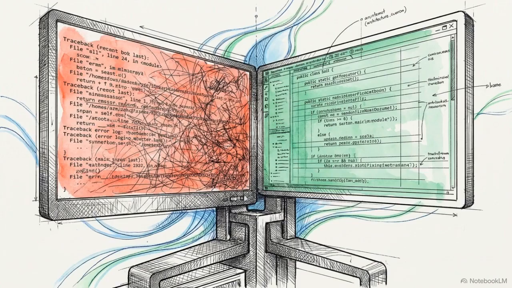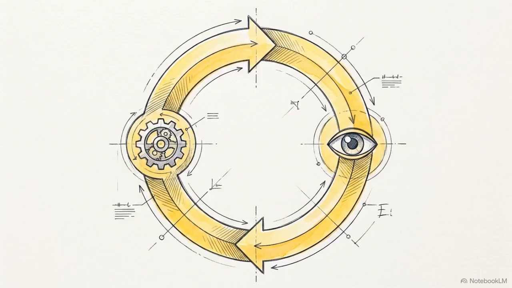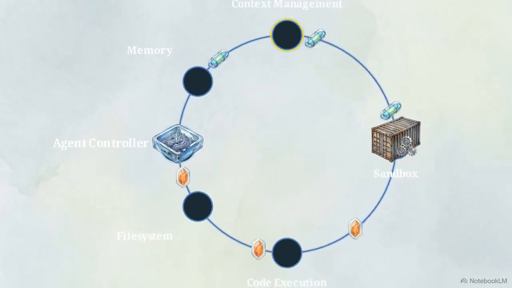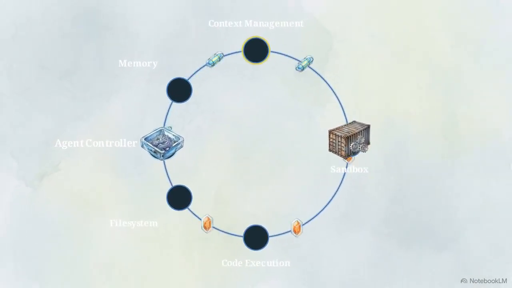The model processes the result, evaluating whether the task succeeded or if it needs to write a new script to fix an error. A true autonomous workflow is a continuous, iterative cycle of action and observation, repeating until the software problem is solved. When we zoom out, we see the entire OpenHands architecture functioning as a high-speed, autonomous loop.